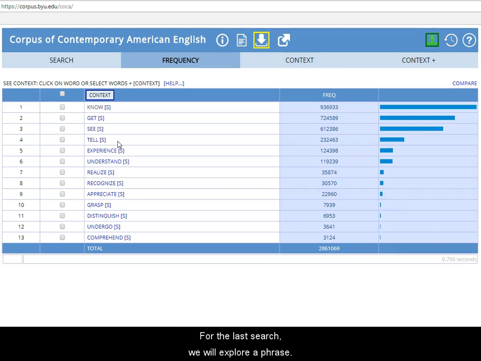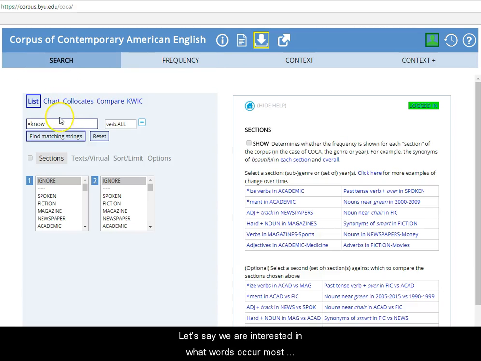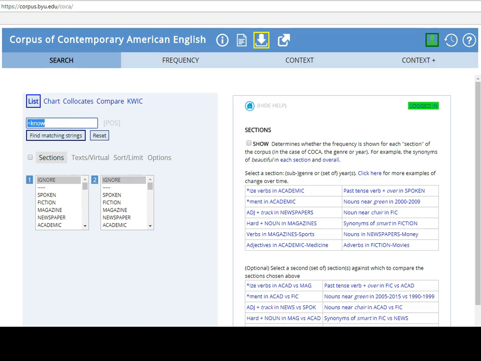For the last search, we will explore a phrase. Let's say we are interested in what words occur most frequently in the comparative phrase more something than. We can again use our asterisk to indicate that we are interested in a list of words that occur in that central position. What do we get? More important than, more often than, more money than.